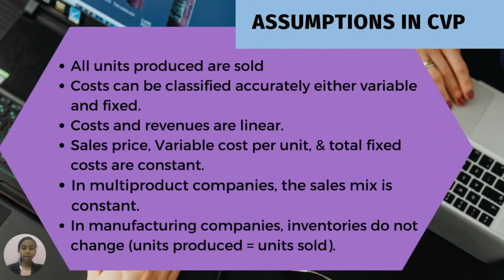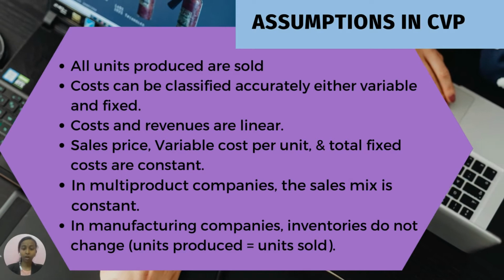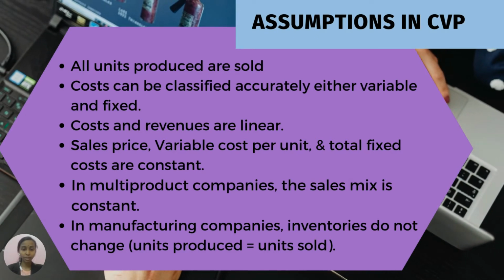Okay, next slide is about assumptions in CVP analysis. CVP analysis can be assumed if all units produced are sold, and next, cost can be classified accurately, either variable or fixed. Third is cost and revenues are linear. Fourth is sales price, variable cost per unit, and total fixed costs are constant. In multi-product companies, the sales mix is constant, and in manufacturing companies, inventories do not change, which means that the unit produced will be equal to unit sold.